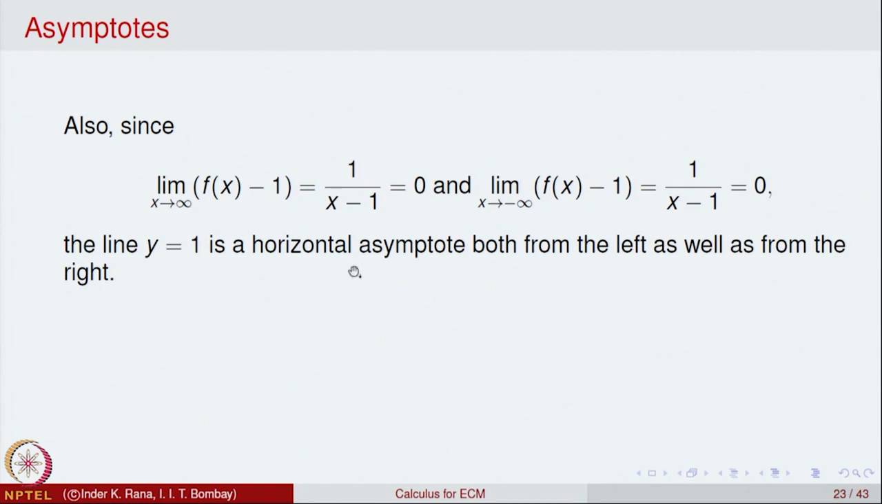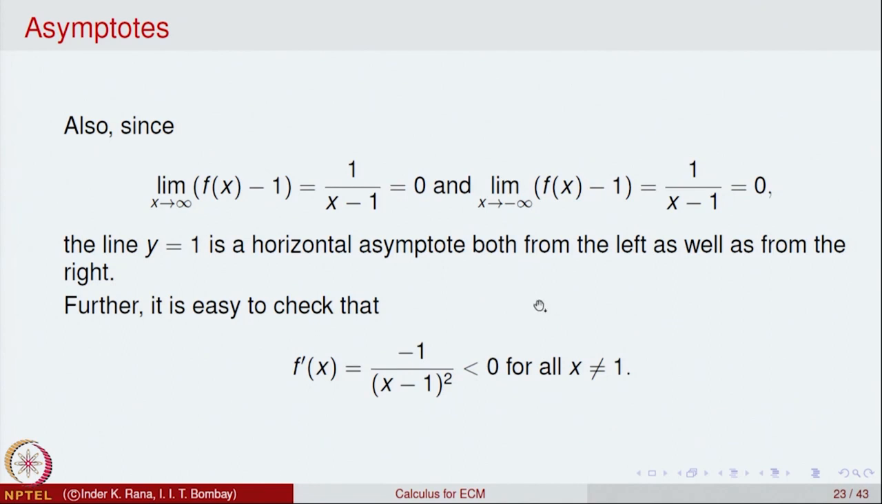So this is a slight typo here. See, f of x minus 1 is 1 over x minus 1, so it is the limit of this. So limit of this is equal to 0, and similarly limit of f of x minus 1 as x goes to minus infinity is same as limit of 1 over x minus 1, and that is equal to 0. So y equal to 1 is a horizontal asymptote from the left as well as from the right.